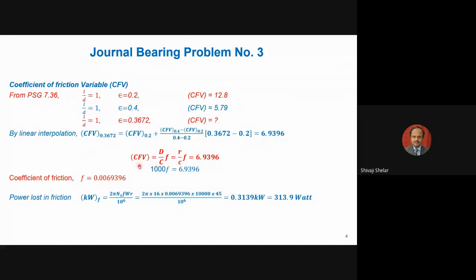Since CFE is equal to D by C into F, or R by C into F, here the small c stands for radial clearance and the capital C stands for diametral clearance. So let's take this value here. R by C given in the problem is 1000. So 1000 into F is equal to 6.9396. From that we can find the coefficient of friction. F is equal to 0.0069396.